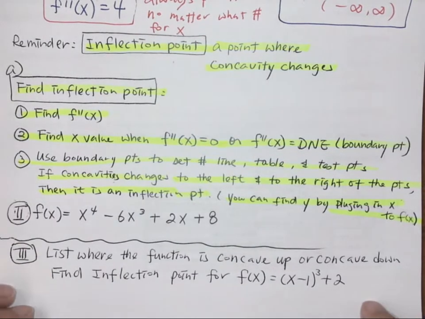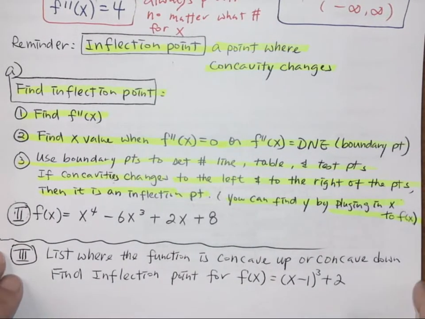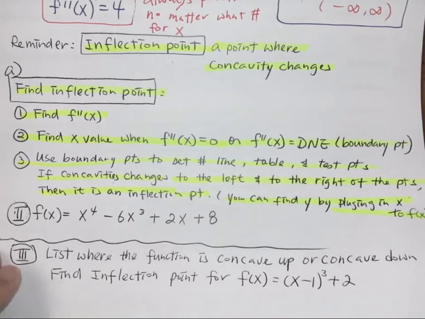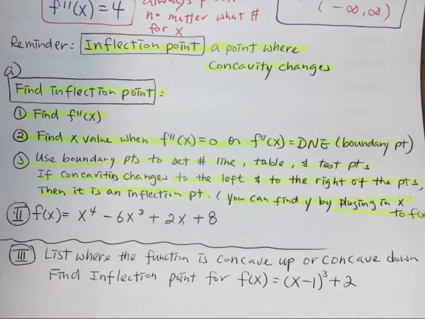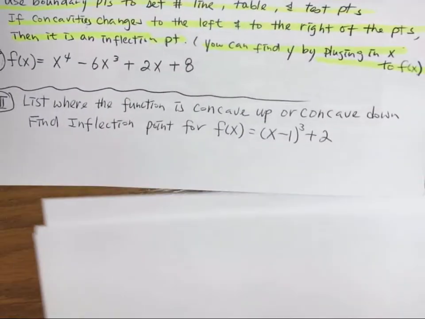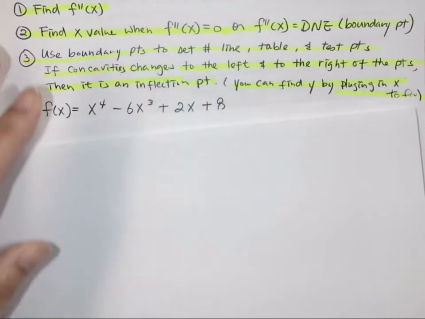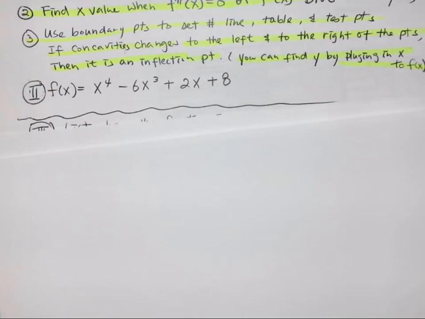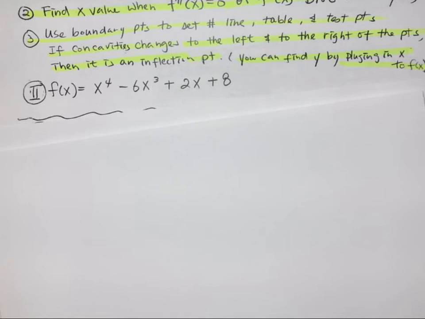Okay, so we have 2 examples here, number 2 and number 3, and I probably need to get a piece of paper to do that. So again, we're going to try to find concave up and concave down, and then the inflection point. I think actually just finding inflection points.